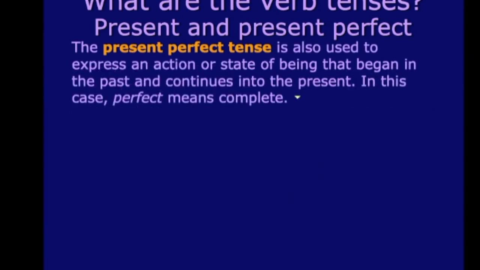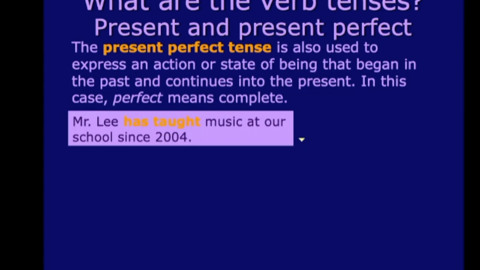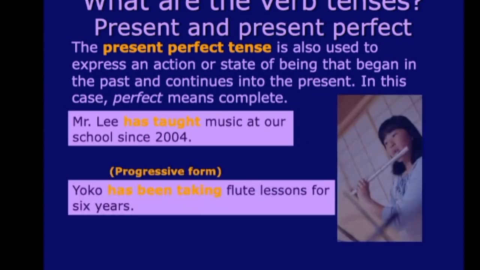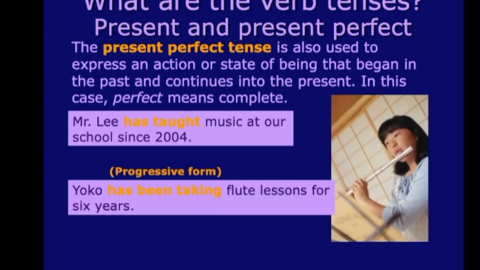The present perfect tense is also used to express an action or state of being that began in the past and continues into the present. In this case, perfect means complete. Example, Mr. Lee has taught music at our school since 2004. In progressive form, Yoko has been taking flute lessons for 6 years.